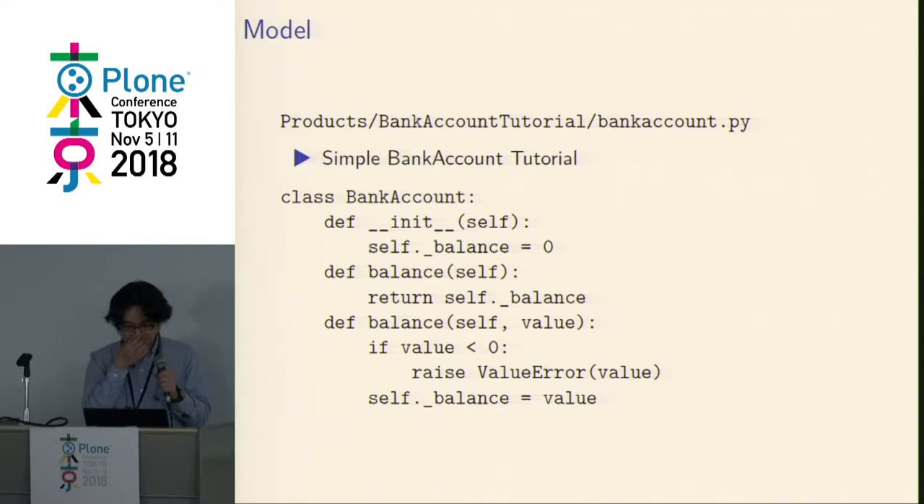Start programming. First, we define a model class. It's a simple bank account tutorial class. This has a balance attribute. I forgot to write the property decorator. Balance is a property. The first balance is a getter, and the second balance method is a setter.